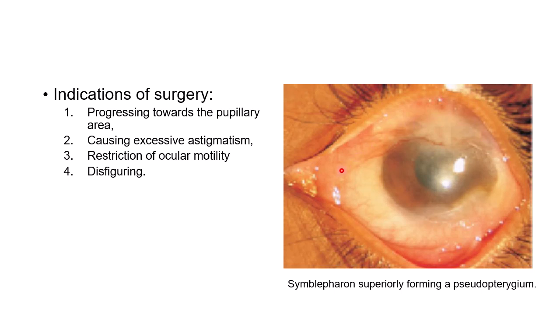Now see, this is a symblepharon. It is a pseudopterygium, right? You cannot pass a probe underneath it. Whereas in case of a pterygium, you can pass a glass probe underneath it.